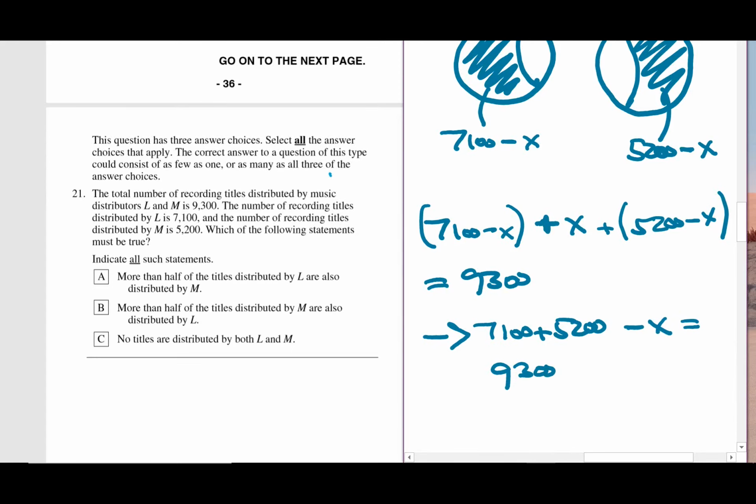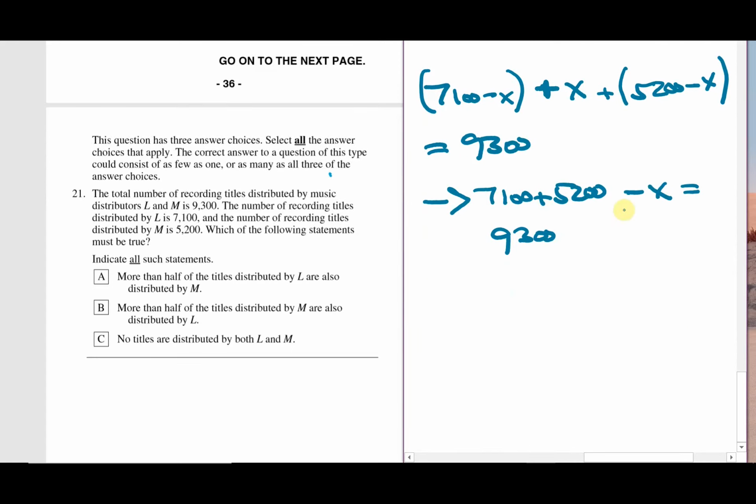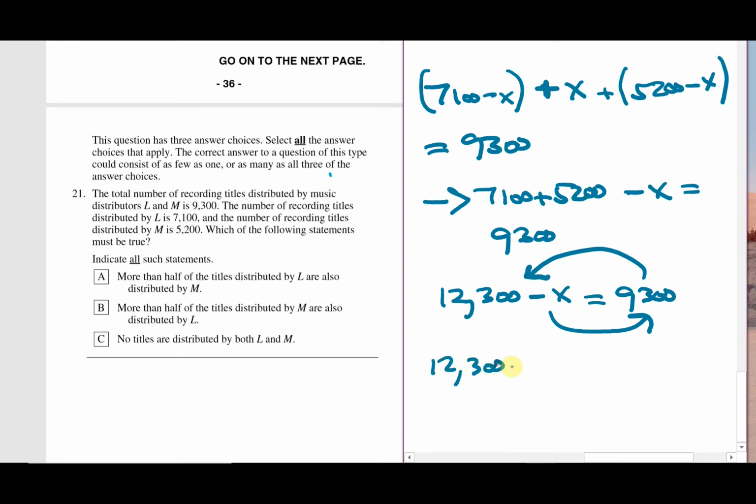So if we bring x to one side, now we're going to have 7100 plus 5200 is 12,300 minus x equals 9300. So we bring x to this side, and then we bring 9300 to this side. So we're going to take 12,300 minus 9300. This positive becomes a negative, this negative becomes a positive, becomes x. So we have 3000 equals x.